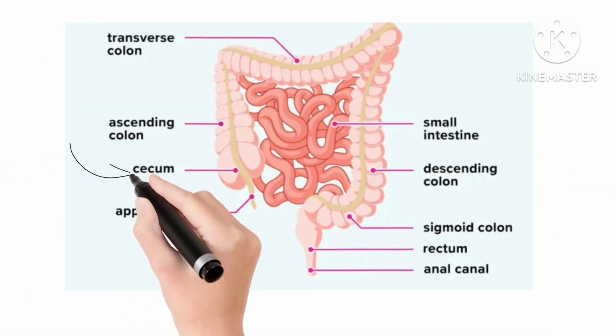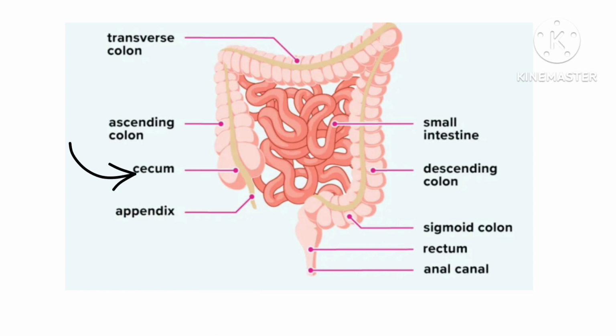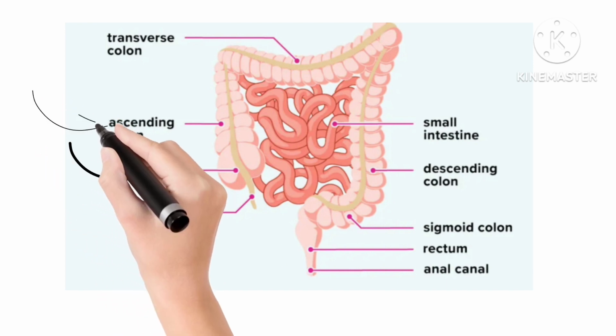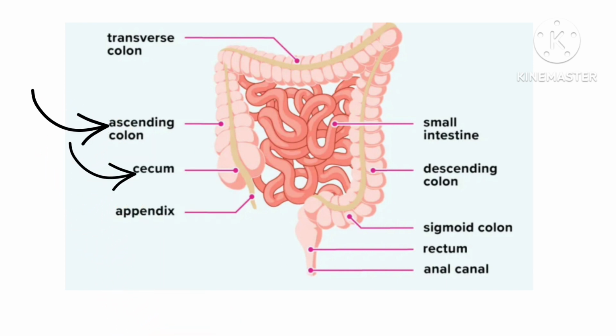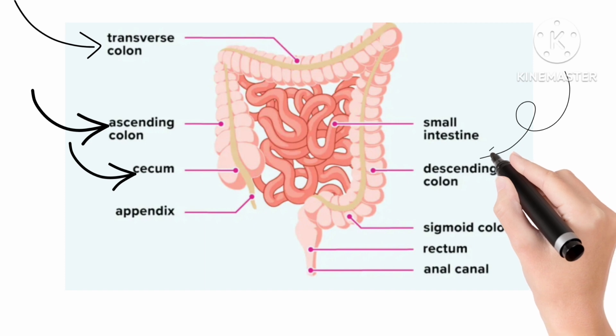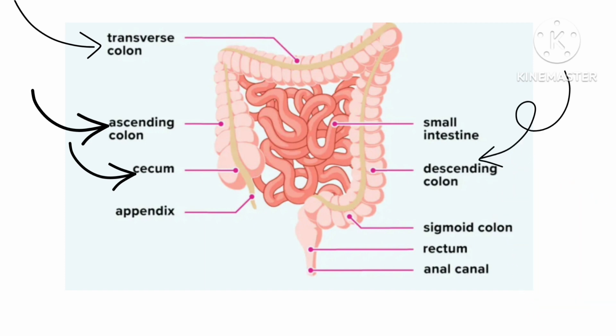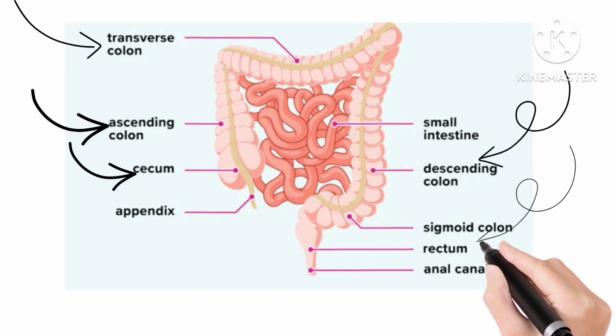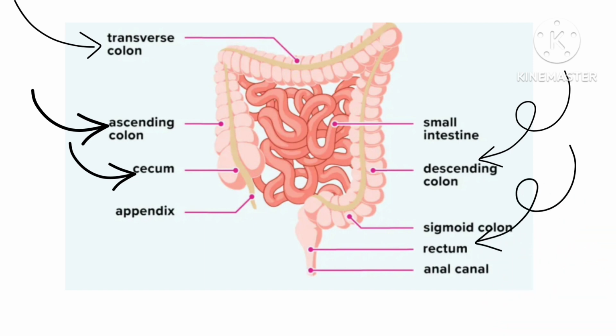Now, cecum is the blind pouch-like structure at the junction of the small and the large intestine. Then is the colon. It has 3 parts: ascending colon, transverse colon and descending colon. Then the last part is the rectum, where the undigested food is stored, and it is discharged out through the anal canal.